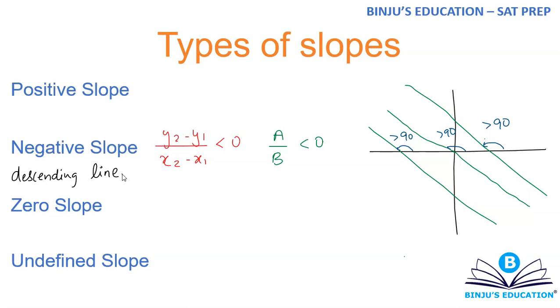Ascending line, positive slope, passing through 1 and 3. Descending line, negative slope, passing through 2 and 4. Now as far as your exam is concerned, just remember that if you see a line passing through 1 and 3, positive slope. If you see a line passing through 2 and 4, it's a negative slope. Okay? If you have understood this much in detail, it's fine. If you haven't, then also it's fine. Don't worry about it. Let's move on to the next thing, that is slope 0.